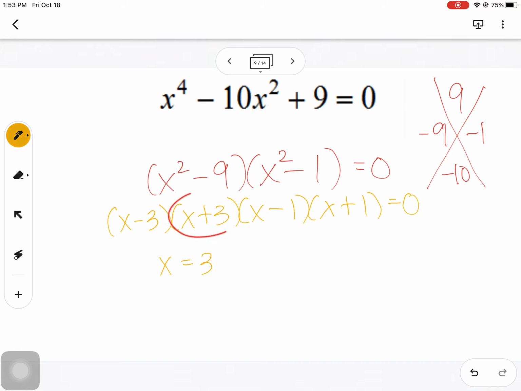When I set x plus 3 equal to 0, I'm going to get negative 3. When I set x minus 1 equal to 0, I get 1. And when I set x plus 1 equal to 0, I get negative 1. So these would be my 4 x-intercepts of this function if I went to graph it. If you need to go back and listen to this one again or ask questions together, that is totally fine.